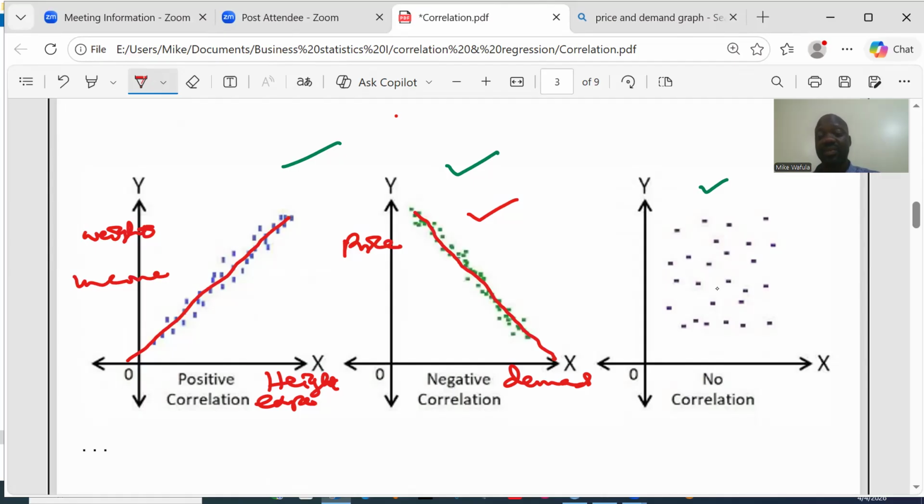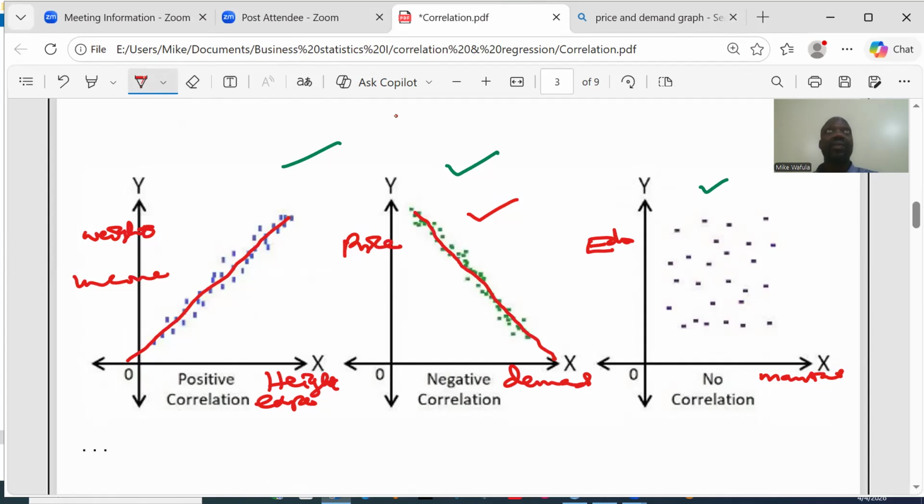Then you can have something like zero correlation here. You could talk of, maybe, education and marital status, where there is no kind of relationship. You can see there is no demonstrated connection. You can't draw a baseline of it. So here we can't say there is a linear kind of relationship.